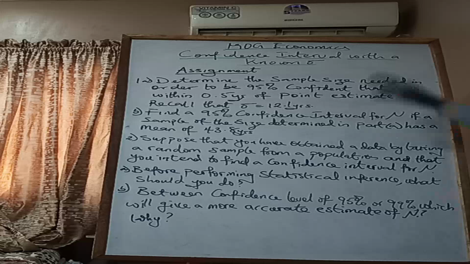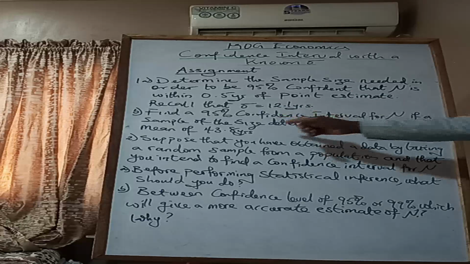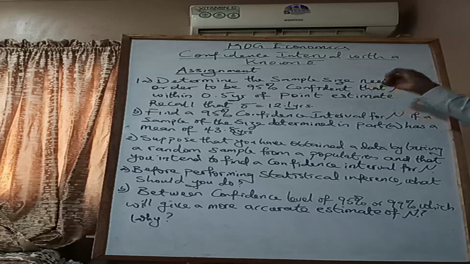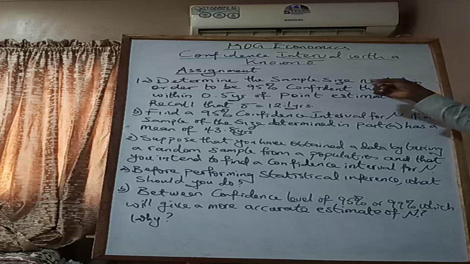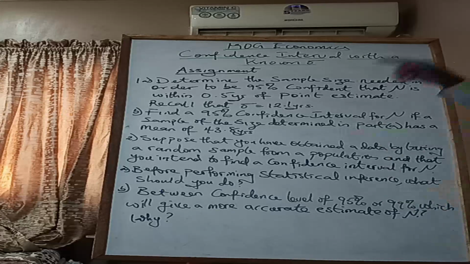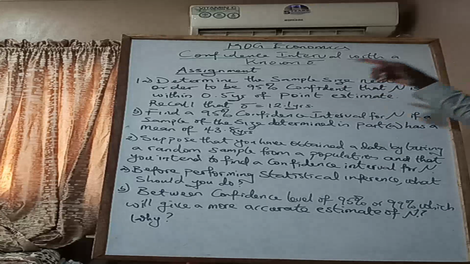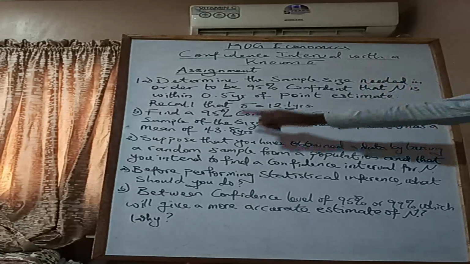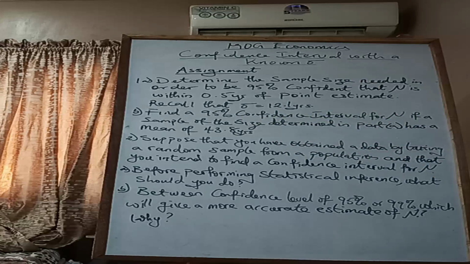Now, when you're done with that, find a 95% confidence interval for the population mean if a sample of the size determined in part A has a mean of 43.8 years. So based on the sample size determined in this place, and that sample size happens to have a mean of 43.8 years, then look for the confidence interval.